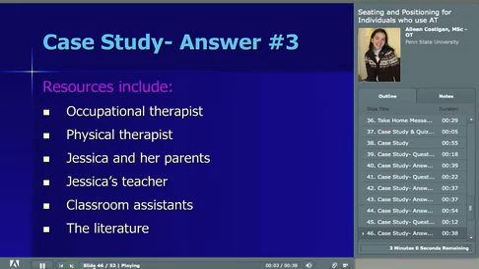Though this may not be a complete list, seating and positioning resources may include occupational and physical therapists who may or may not be part of the assistive technology team or who have worked with Jessica previously. Most definitely Jessica and her parents, who should have excellent knowledge of her routine and what strategies have been successfully or unsuccessfully tried in the past, and Jessica's teacher and classroom assistants, who will be familiar with classroom needs and demands. The literature may also provide some suggestions on strategies to try.